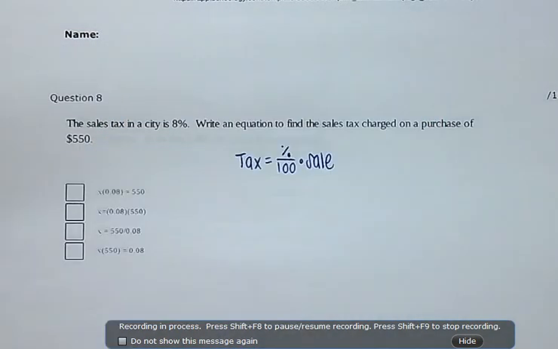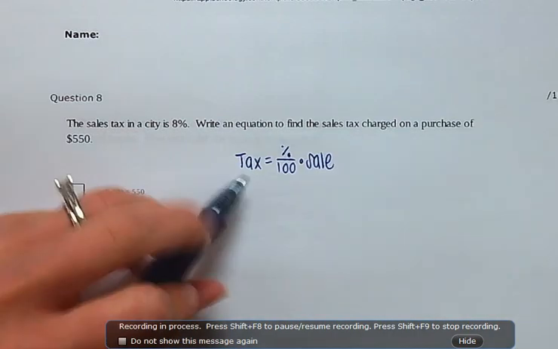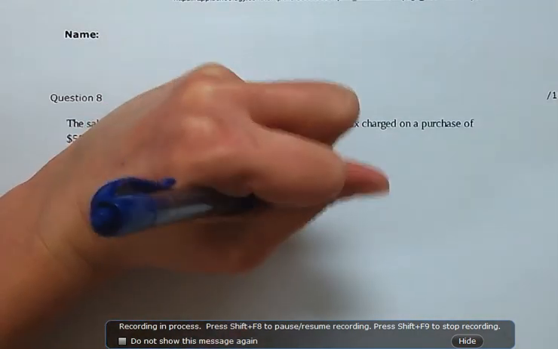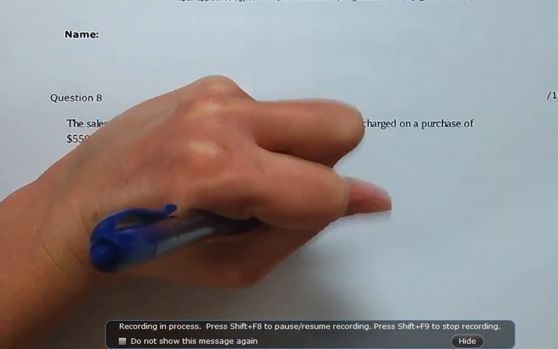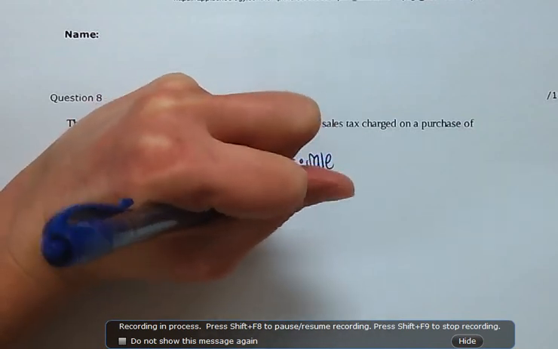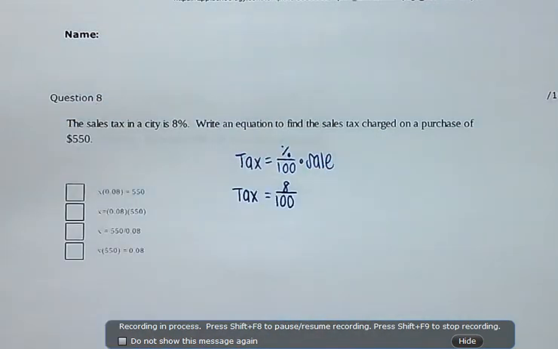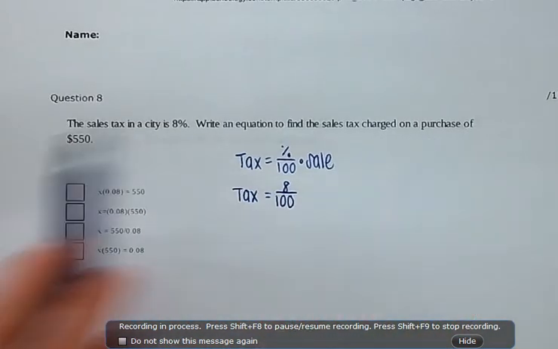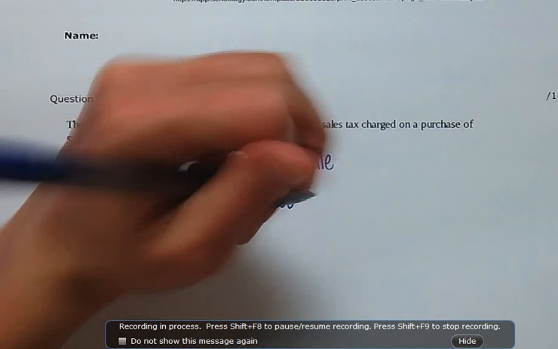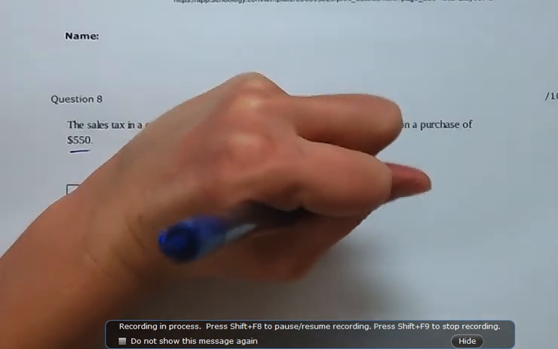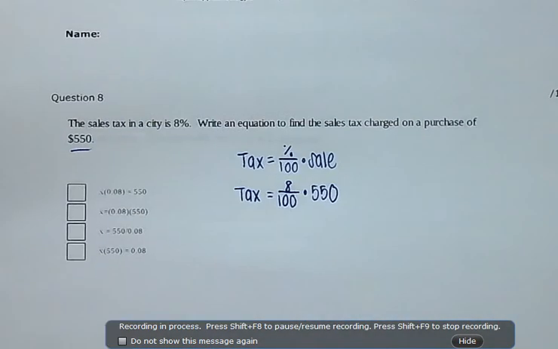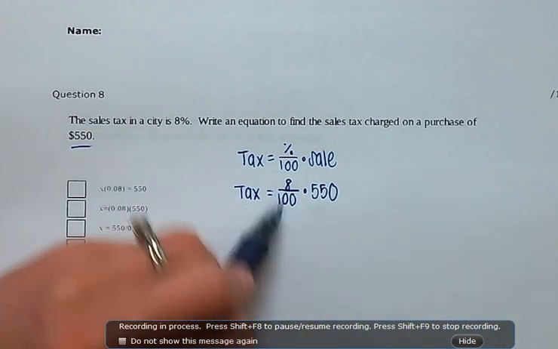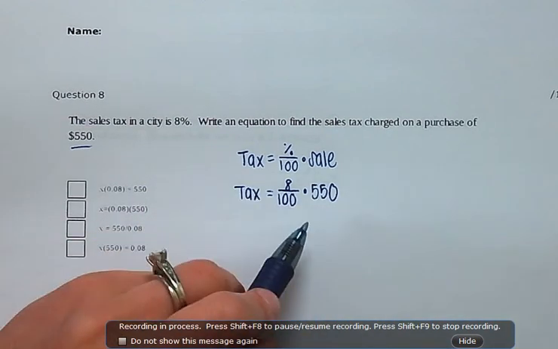So our goal is to figure out our sales tax. So we're going to figure out what tax is. Our percent is 8%. So I'm going to fill in 8 over 100. And you can use a variable or you can just write tax for tax. And we see here it says write an equation to find the sales tax charged on a purchase of $550. So the sale was $550, or the cost was $550. Okay, the first thing that we want to do here, because everything is on the right side of the equation, we don't have a variable to get by itself, I can just start simplifying.